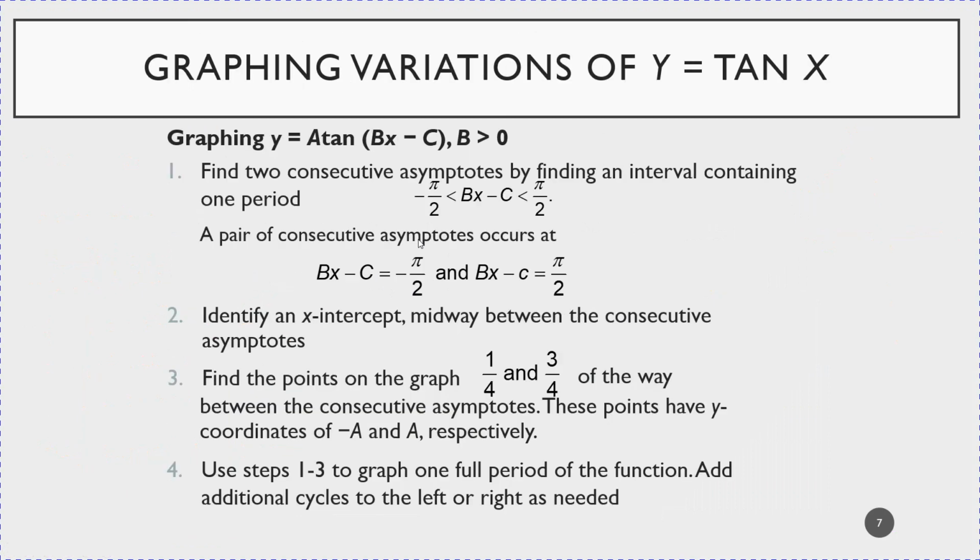All right, so here's the method we're always going to do. This is graphing y equals a times tangent of bx minus c, and it's all one. I'm not going to do amplitude, then mess with the period, and then mess with the phase shift. It's all just thrown in together. Okay. So the first thing you're going to do is find two consecutive asymptotes by finding the interval containing one period. All this stuff inside here moves the asymptotes around. So we're going to take the first two asymptotes, -π/2 and π/2, and solve this inequality here for x.